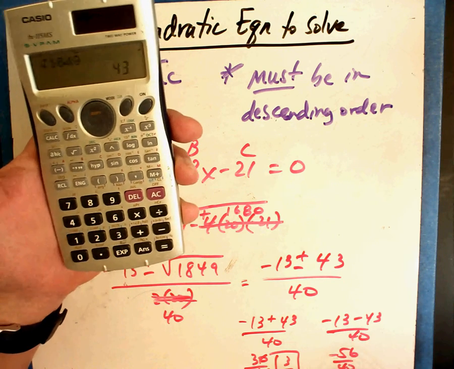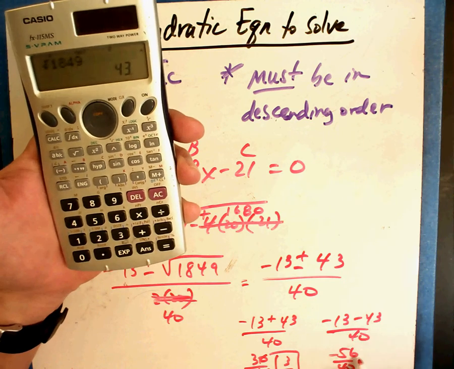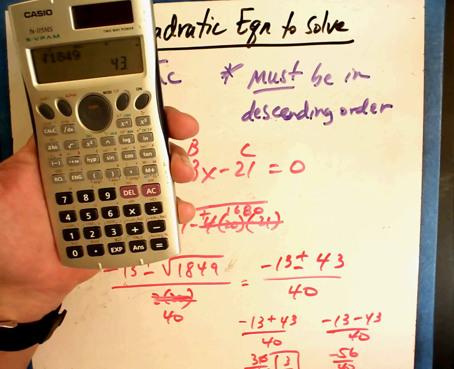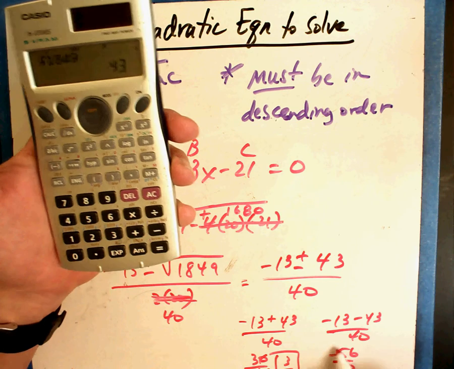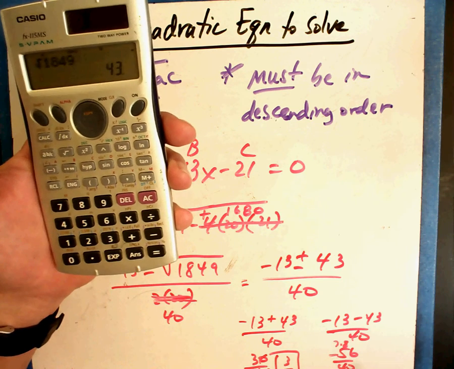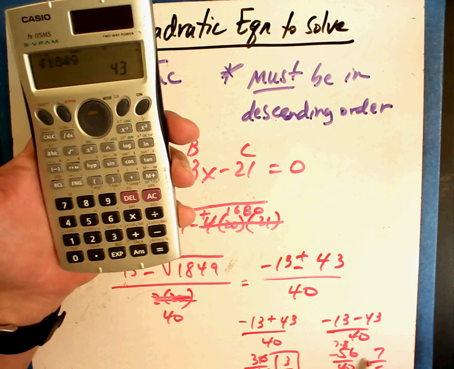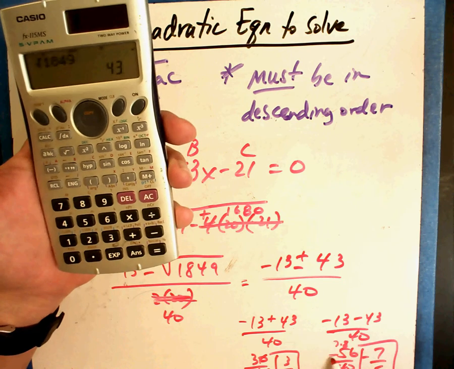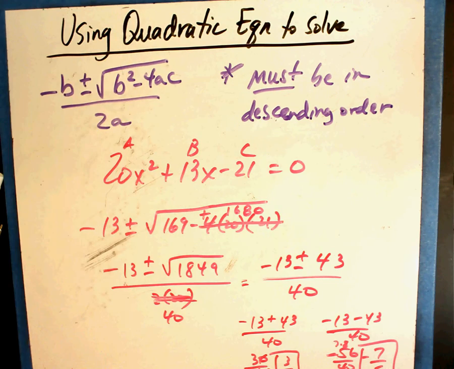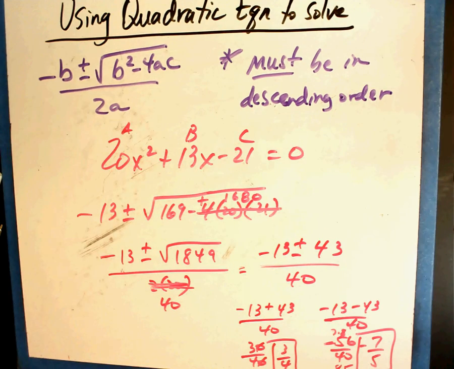Okay? So what can I take out of that? 7 times 8 is 56, and 8's in there. So that's 8 times 5, and that's 7 times 8. Take the 8's out, so I end up with minus 7/5. Don't miss the minus sign. And so that's how you use the quadratic equation to solve.